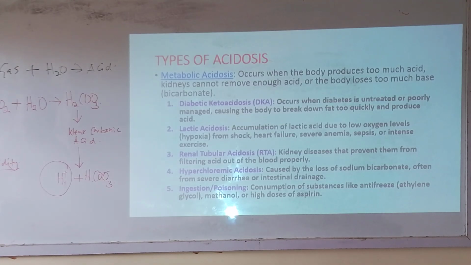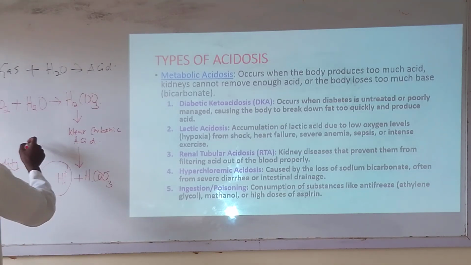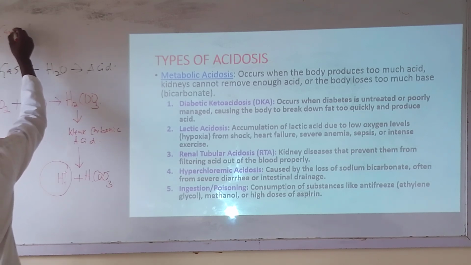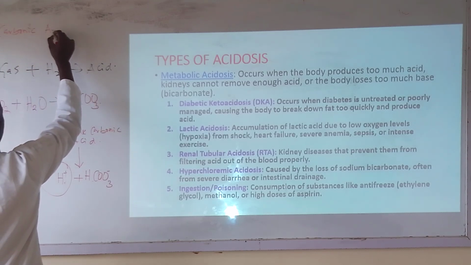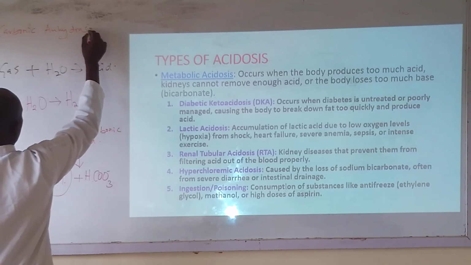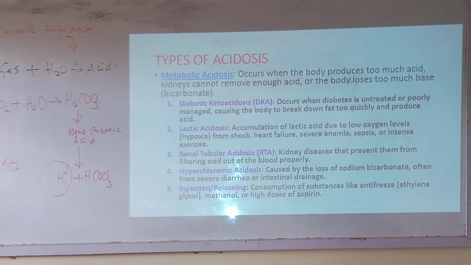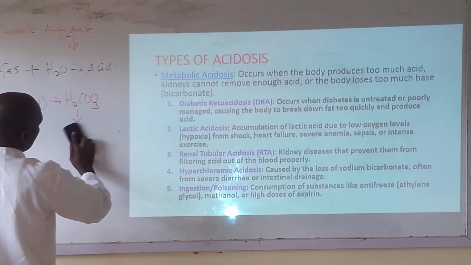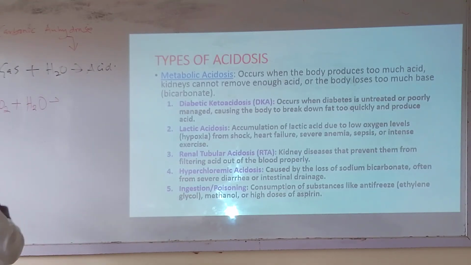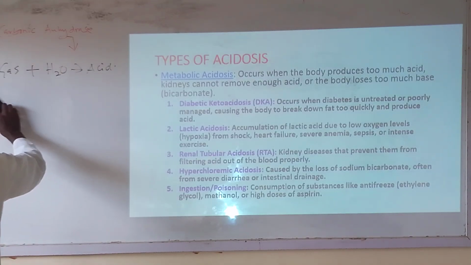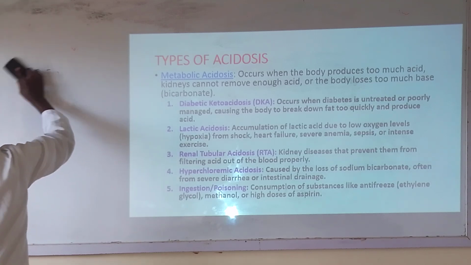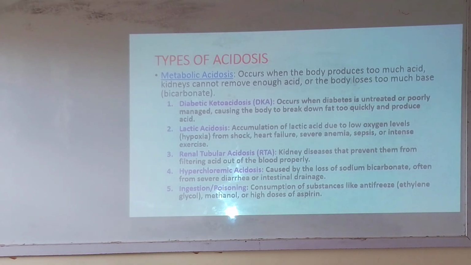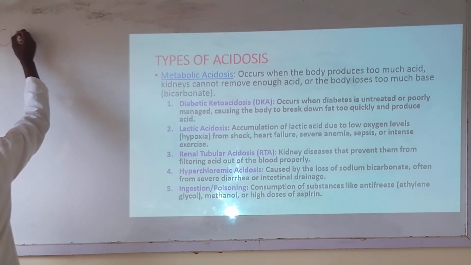And there is a very special enzyme that works in this reaction. It's called carbonic anhydrase. This is an enzyme that is very important when it comes to this reaction. So, for example, when we are talking about respiratory acidosis, this is where a patient has a problem in respiration. For example, this patient has what we call COPD.